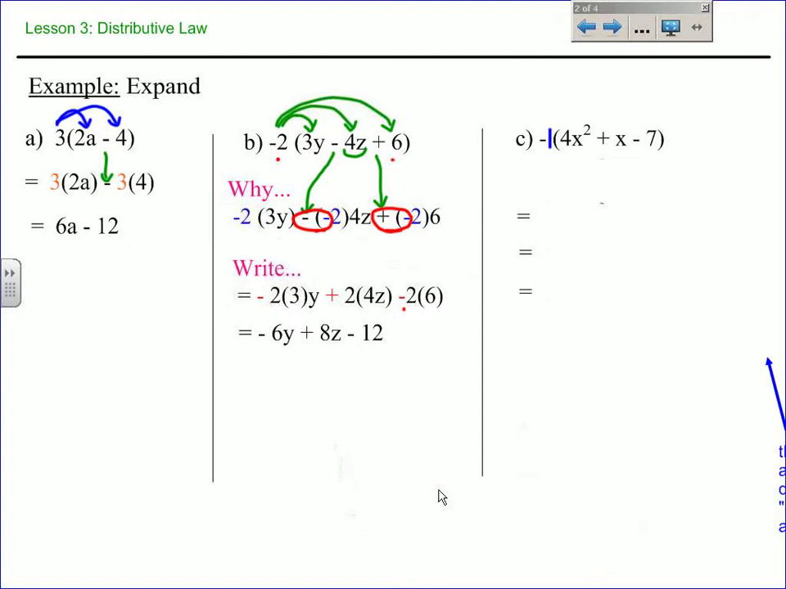2 times 3 gives you 6, so that's -6y. 2 times 4 gives you 8, so that's 8z, and 2 times 6 gives you 12. Now, I'm thinking that a lot of you are probably deciding that this much writing isn't particularly necessary for you. Maybe you're looking at the top there and you're thinking, I can do -2 times 3 and get -6. I can think about -2 times -4 and know that that's +8, and I can think about -2 times 6 and show that it's -12.